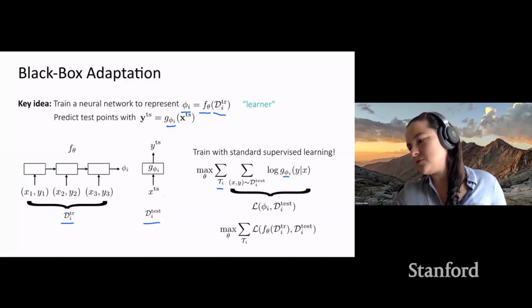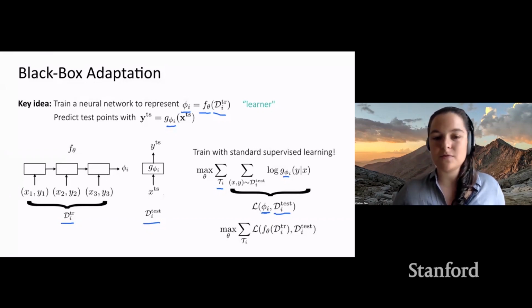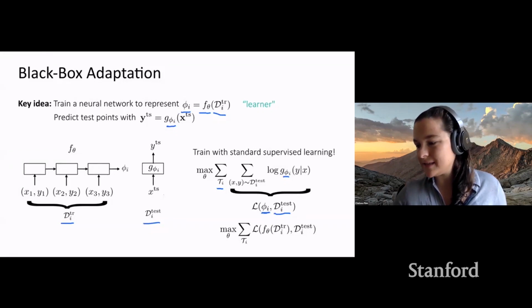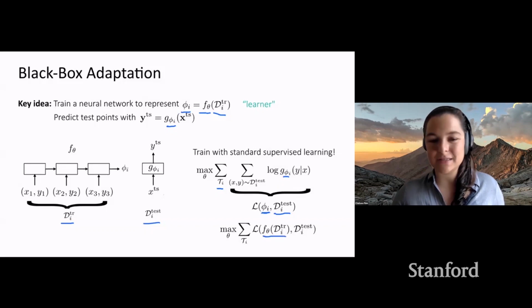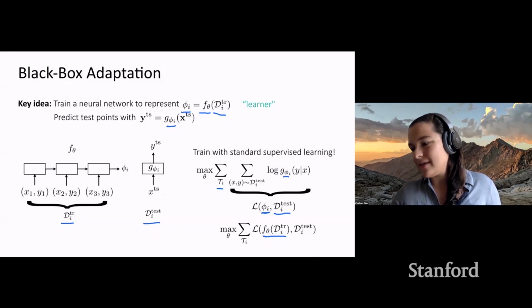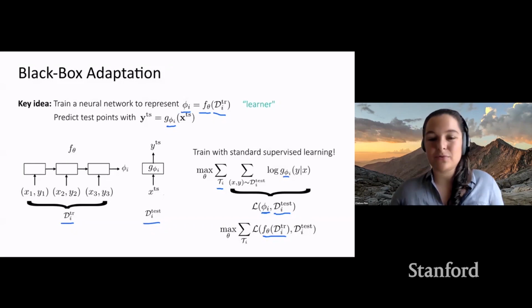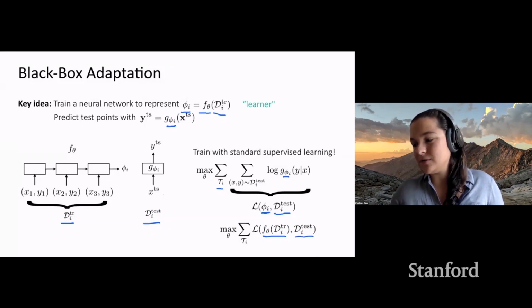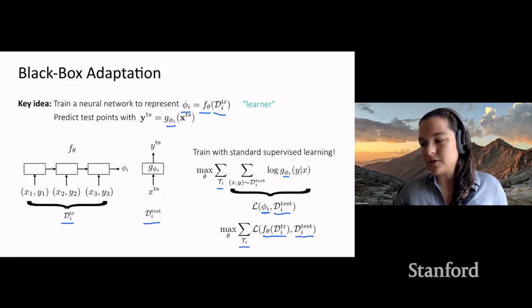You can also view this loss as how well this set of parameters phi does on the test set. And from that standpoint, you can view this meta-training objective as having your model take as input a training data set, produce a set of parameters based on that training data set, and then be trained such that that set of parameters generalizes to a test data point. And this optimization is done across all of the tasks.